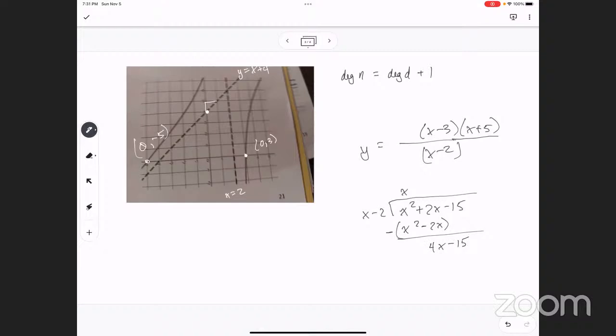And then, how many times does x go into 4x? 4 times, and you get 4x minus 8. Subtract that, and you would get -7 as the remainder, which doesn't really matter. So it's -7 over x minus 2. That would be your answer. But your slant asymptote, sure enough, look at it. It's right here. It's x plus 4. And that's what our slant asymptote was.